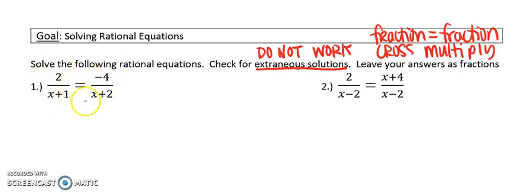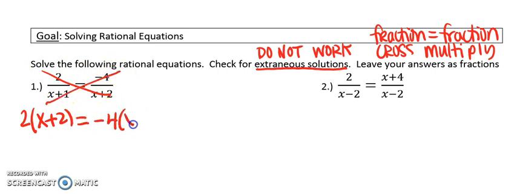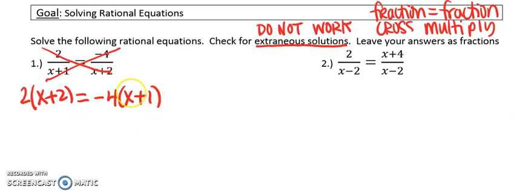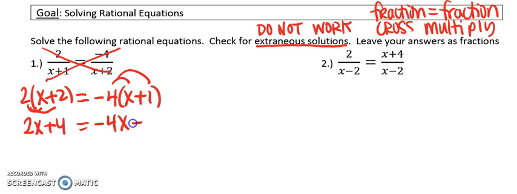Looking at this here, remember when you're cross multiplying, it's 2 times the whole x plus 2. So 2 times the whole x plus 2. And then here this is negative 4 times the whole x plus 1. So equals negative 4 times the whole x plus 1. Cross multiplying is just a shortcut, just to let you know. You could multiply the denominators to undo the fractions. I'm just showing you a shortcut with the whole cross multiplying thing. But you have to make sure you have those parentheses or you're going to make some mistakes. So here we distribute 2x plus 4, and here when we distribute, negative 4x minus 4.